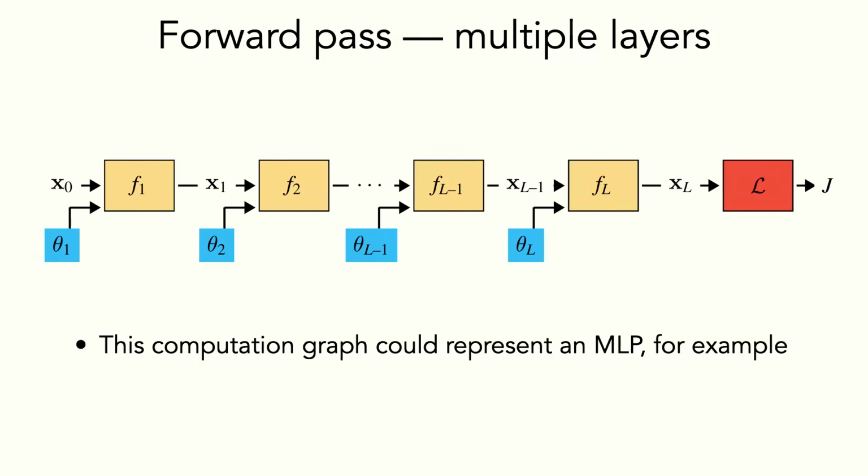Where now you have your inputs and your parameters for that first component, then you get an output, and that becomes the input of the next component, et cetera, et cetera. And then, at the end, maybe you have something like this loss that you use to calculate your cost.